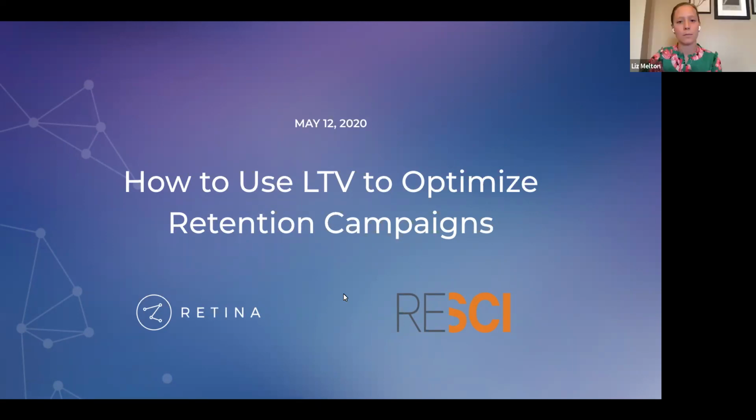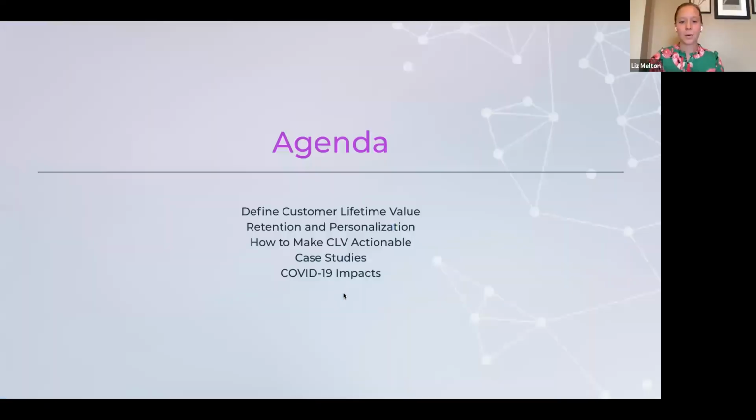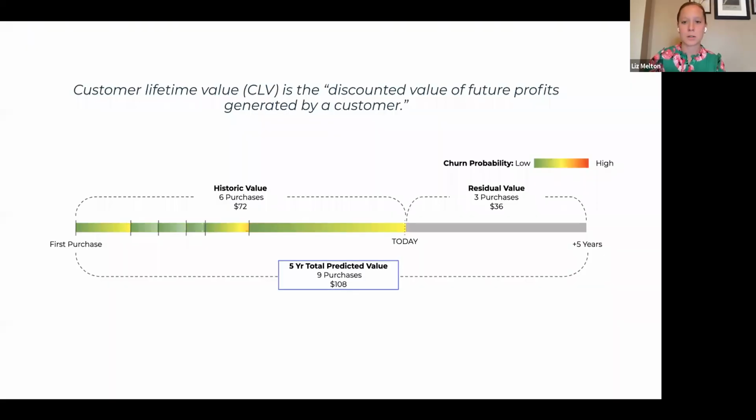Awesome. Great to have you guys here today. So we're going to go through exactly what customer lifetime value is, talk about retention and personalization with that context, and then how to really use CLV in an actionable way in your business and show some case studies that Michael and James have prepared. So Michael, I'll kick it off with you. What exactly is customer lifetime value?